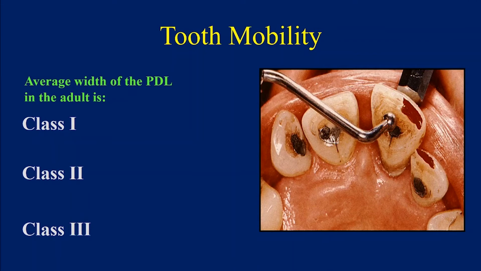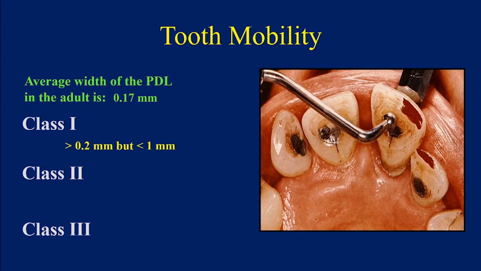All right, so just a quick note about mobility. We're going to categorize or classify it into 3 different sections. Okay, so from your perio lectures, you'll remember that the average width of the PDL is about 0.17 millimeters or 170 microns. So that's sort of the physiologic norm that you can move a tooth. So that's within normal limits.